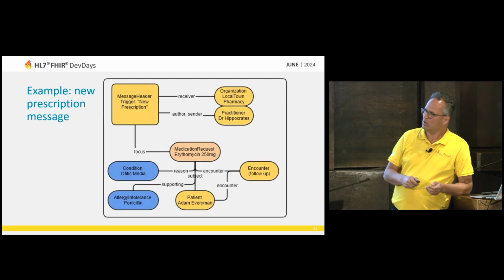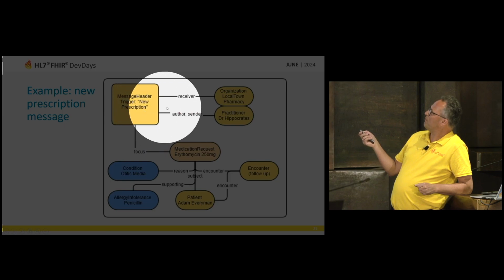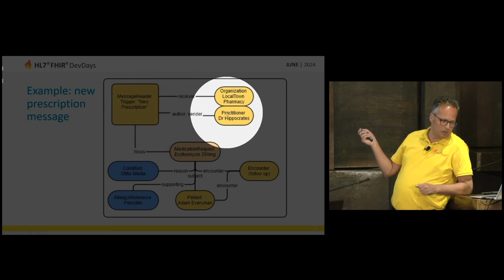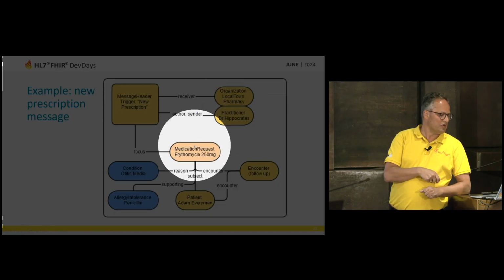How does it look? Well, we have our message header, and the trigger event says new prescription. Then we have our sending organization and the receiver, which is the practitioner. We have the medication request, that's the focus.